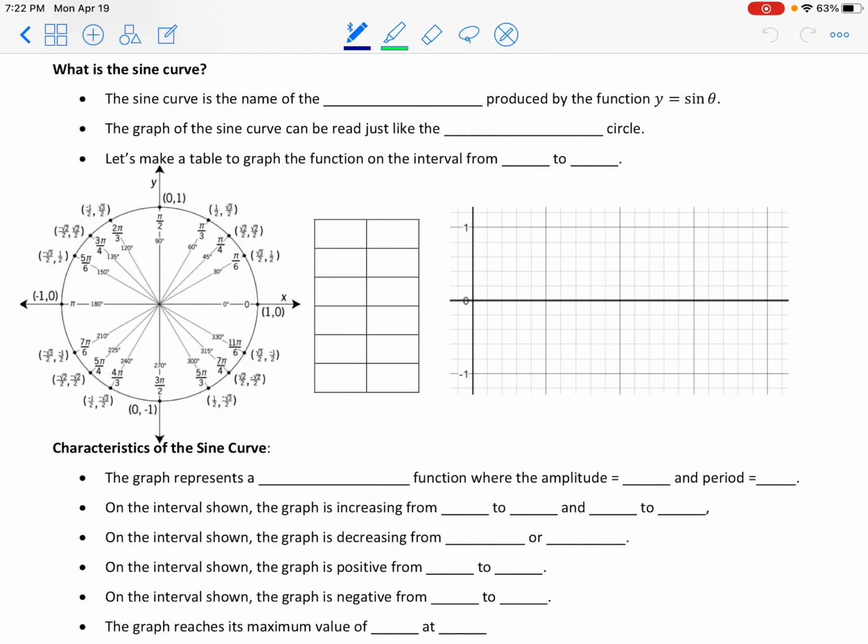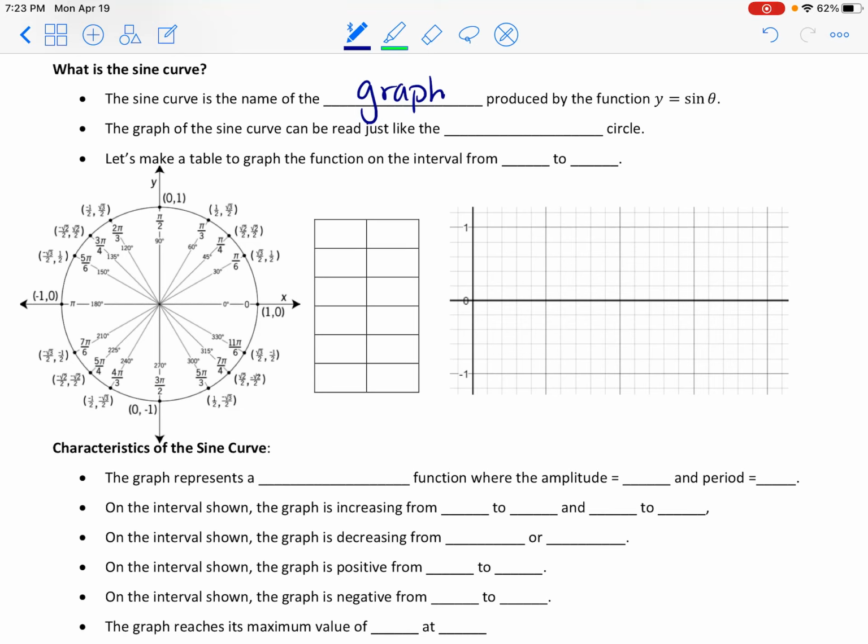So the sine curve is the name for the graph that is produced by the function y equals sine of theta, or in general when we're putting this into the calculator we're going to say the sine of x, but in trig we like to use theta as our variable in place of x, but it's just a variable. So the sine curve, again, that's just the name for the graph that is produced when we graph the function for sine of x or sine of theta.